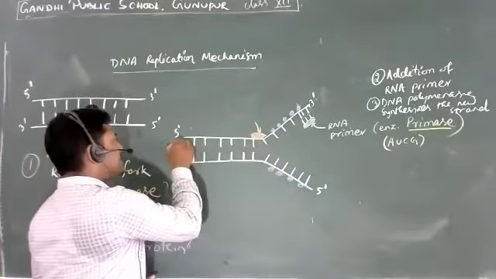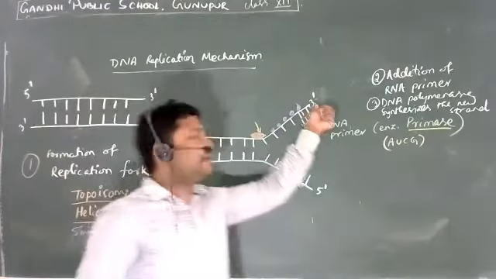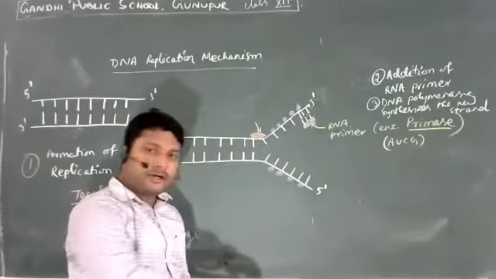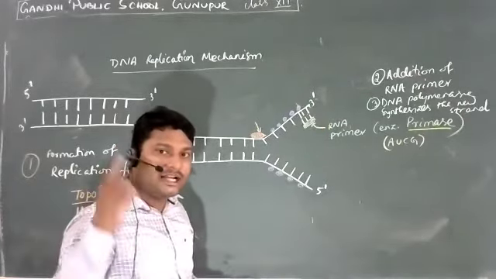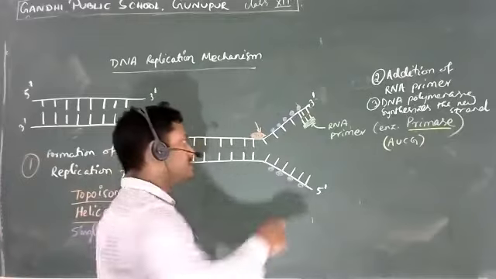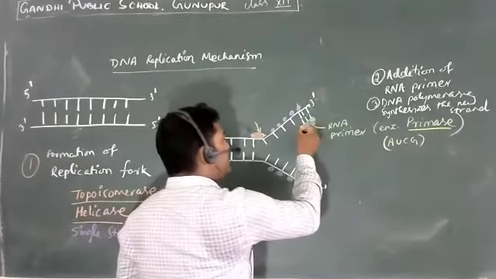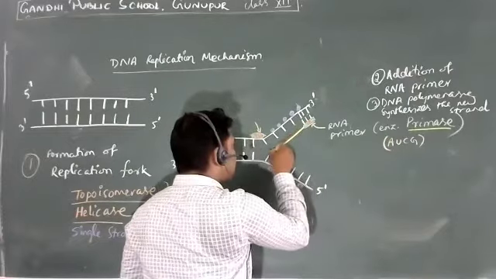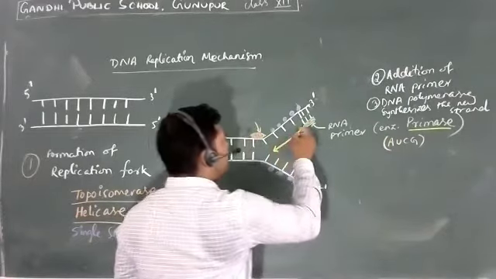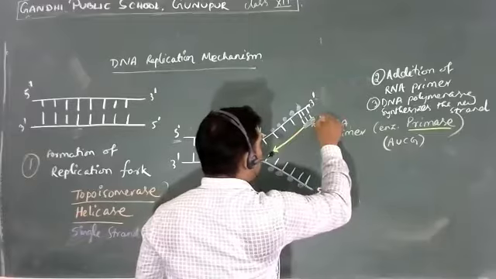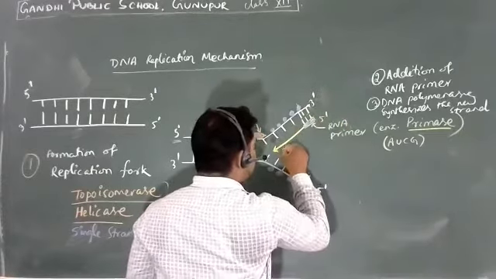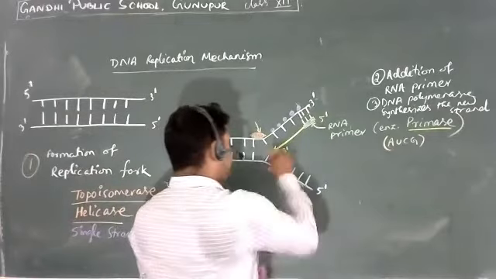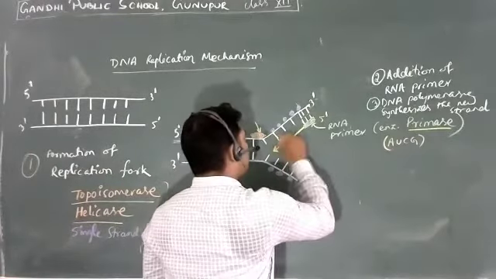So as you can see here, this is our 5' and this is our 3' end. So this is the template DNA. Now, because the DNA is going to be polymerized in the 5' to 3' direction, here the DNA polymerase is going to come and bind, and it is going to synthesize the new DNA strand from the 5' end, and this is going to form the 3' end. So here the new DNA strand is going to be produced.